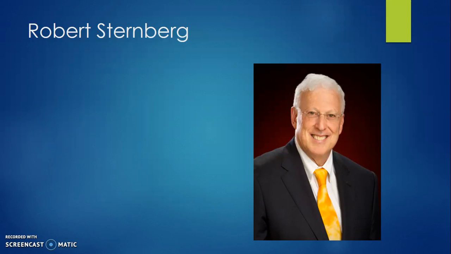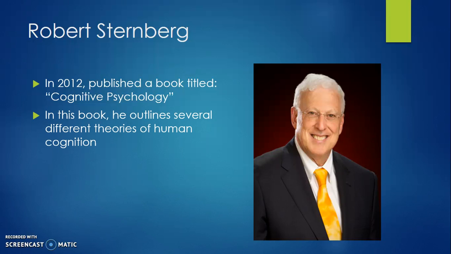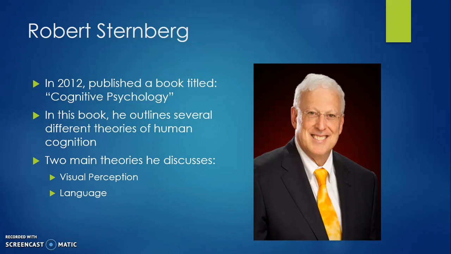My last researcher that I want to quickly talk about, his name is Robert Sternberg. In 2012, he published a book titled Cognitive Psychology. In this book, he outlined several different theories of human cognition, and his main focus was on two of them. The first one was visual perception, and the second one was language.